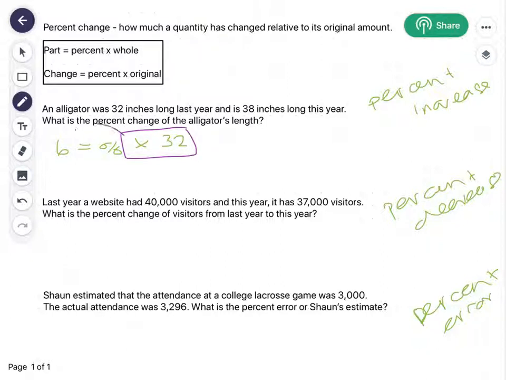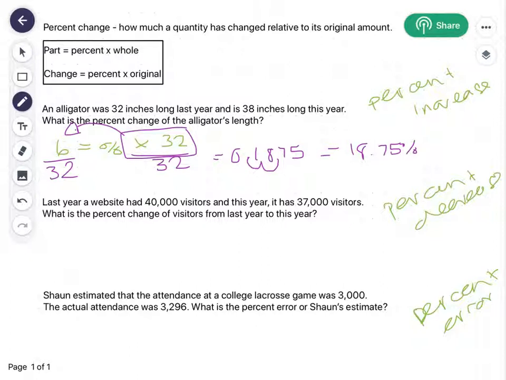Okay, so we don't know our percent, and to solve for our percent, we have to get this times 32 over to this side of the equal sign, and we do that by doing inverse operations. So we divide by 32, and we have 6 divided by 32, or how many 32s go into 6, and we get an answer of 0.1875. And remember, we're finding percent of the increase, so that's a decimal, which means its percent is the decimal place times it by 100. Its percent is 18.75% increase.